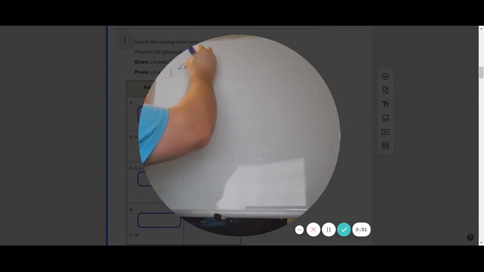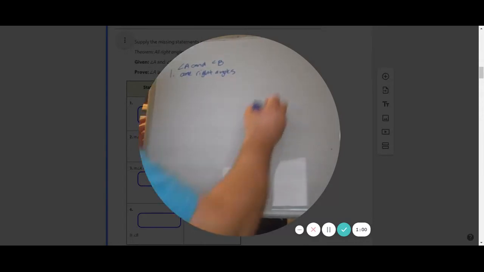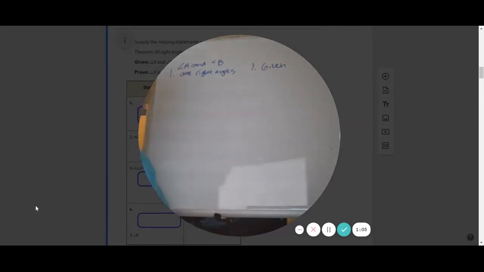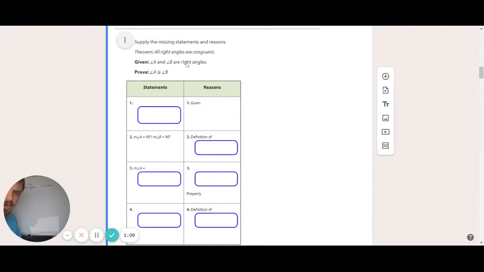Angle A and angle B are right angles. Okay, simple enough. How do we know that? Because it's given. The first line is always the easiest because you're just going to write whatever they give you. You start with that. Well, if it's given to us that angle A and angle B are right angles, look at what it says. Measurement of angle A equals 90 degrees. Measurement of angle B equals 90 degrees. Because definition of what?